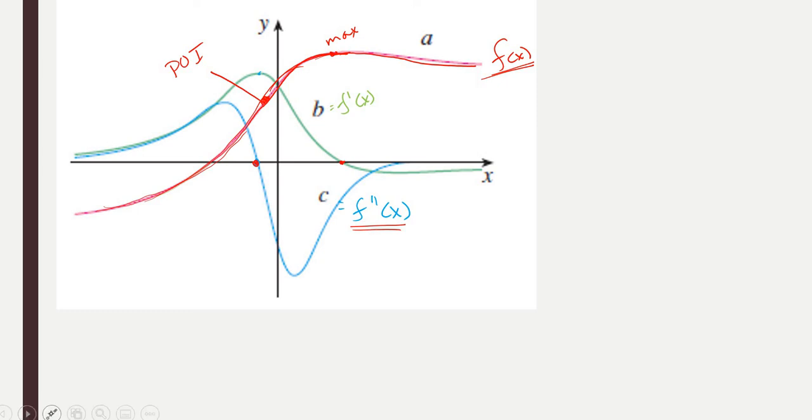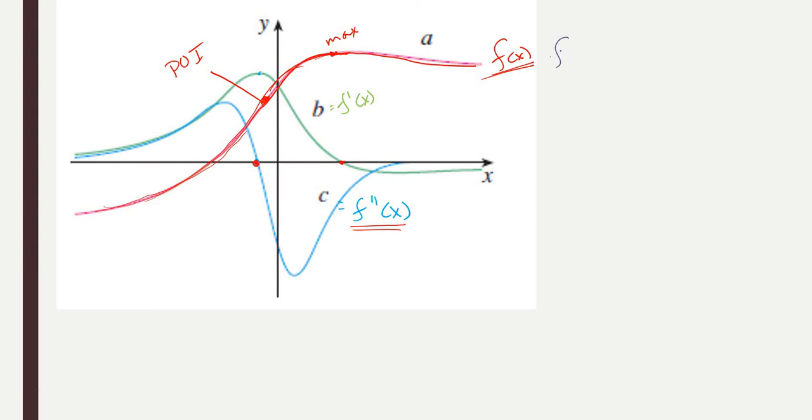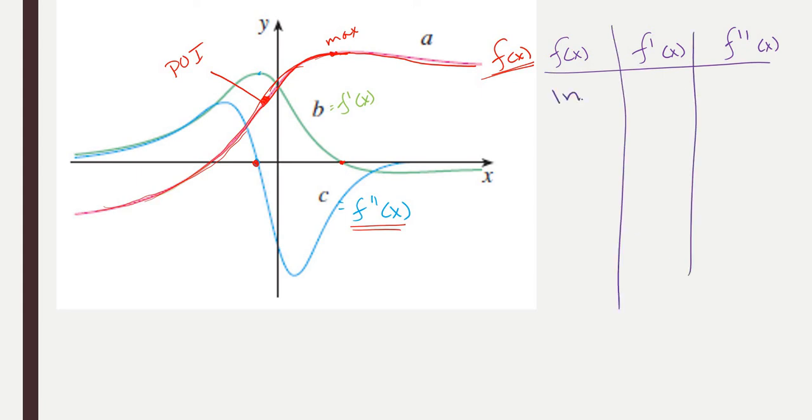So let me see if I can summarize this in a table. So if f of x, f prime of x, and f double prime of x. If f of x is increasing, f prime is greater than 0. If f of x is decreasing, f prime is less than 0. If f of x has a max or min, the place where it changes from increase to decrease, f prime is equal to 0.